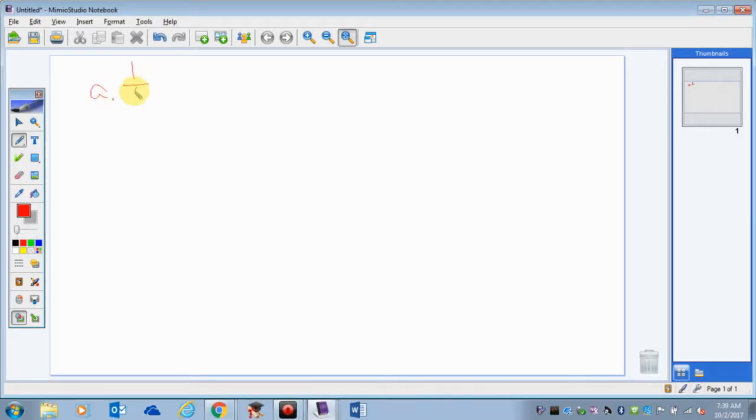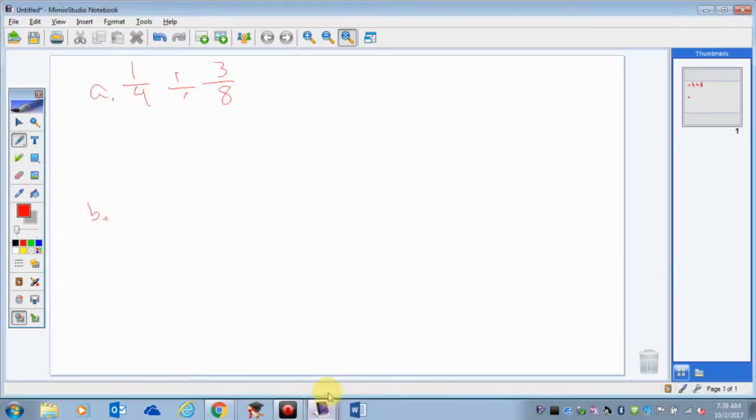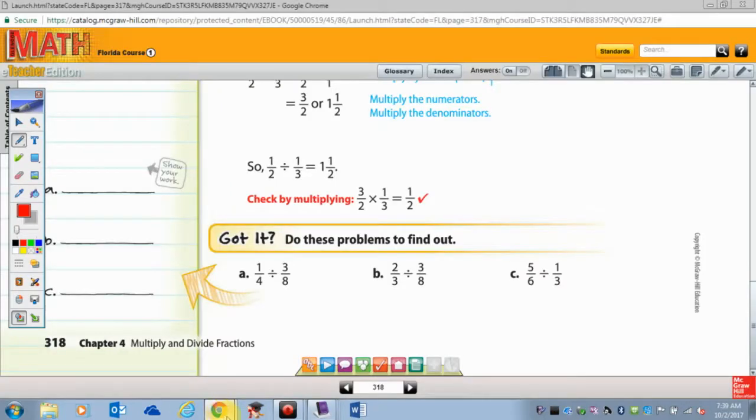A is 1/4 divided by 3/8. B was 2/3 divided by 3/8. And then C was 5/6 divided by 1/3.